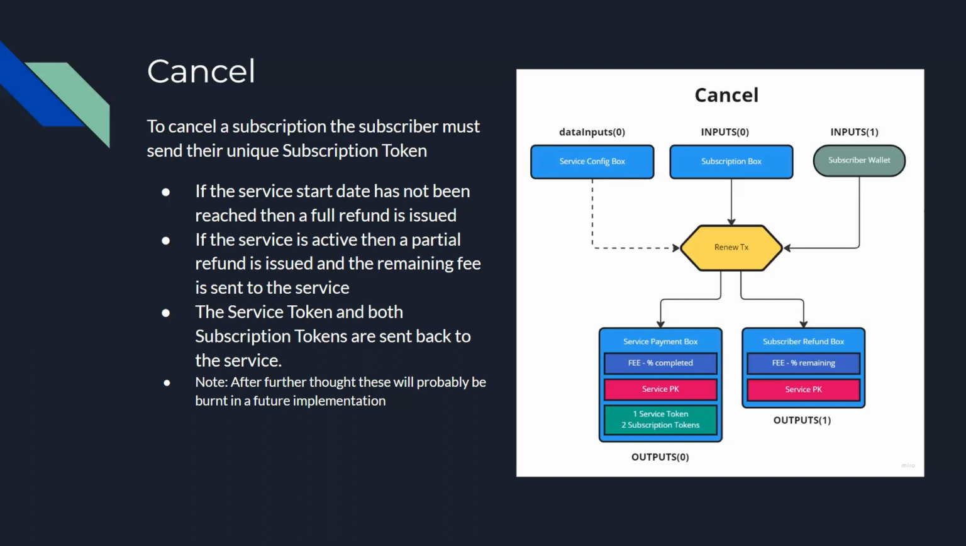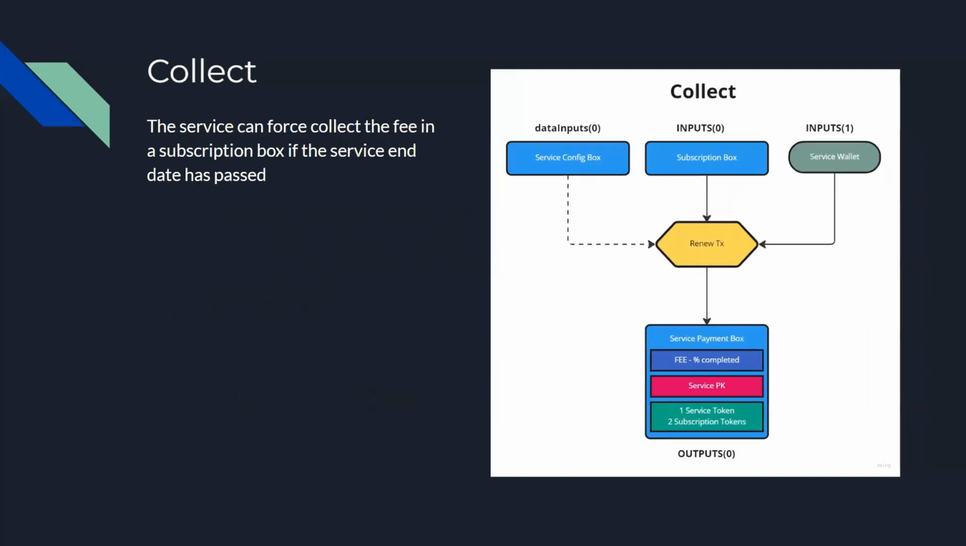There were several ways I thought about handling this. I thought about just burning them, but I didn't know if keeping these tokens around would be useful or not. I don't know. Anyway, that's for future implementations. All right. Collection process is really simple. A service can force collect a fee if a subscription box service date is passed and they haven't renewed.